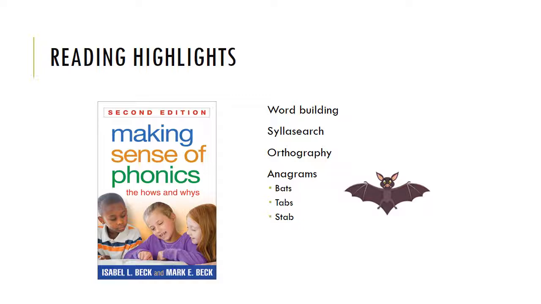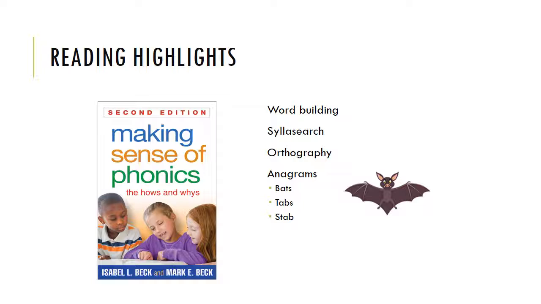Some reading highlights. In the 4 chapters, you will be reading things about word building, syllable search, orthography. You'll also be learning about an activity that you can incorporate into your classrooms called anagrams, which is looking at words and then figuring out how to scramble the letters to make other words.